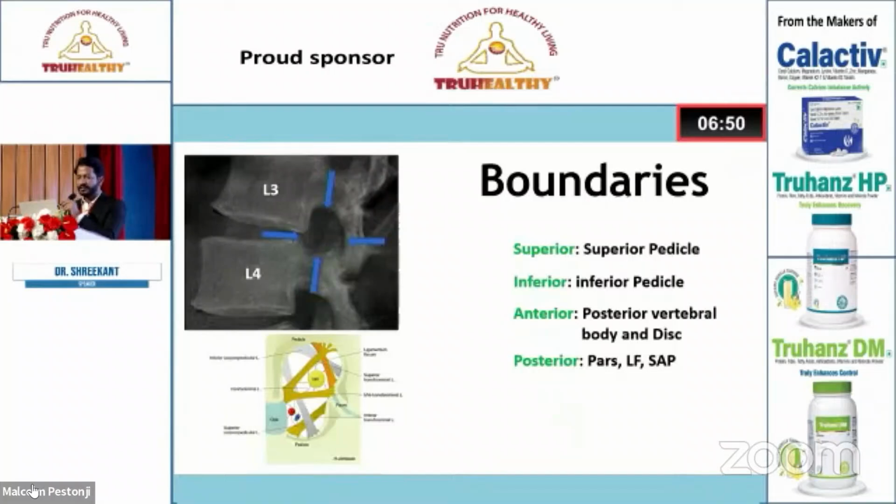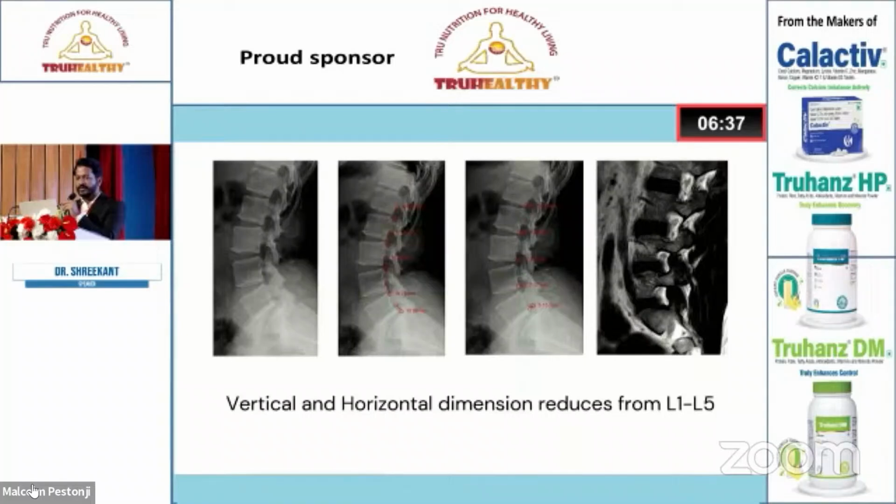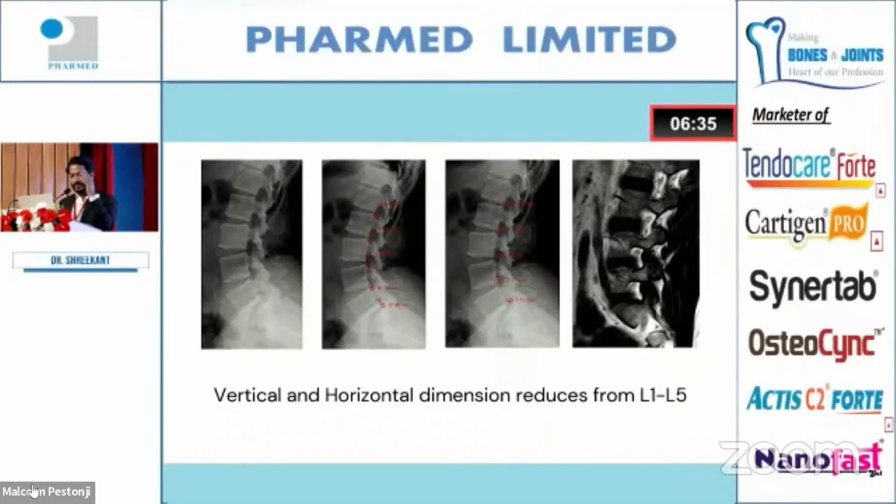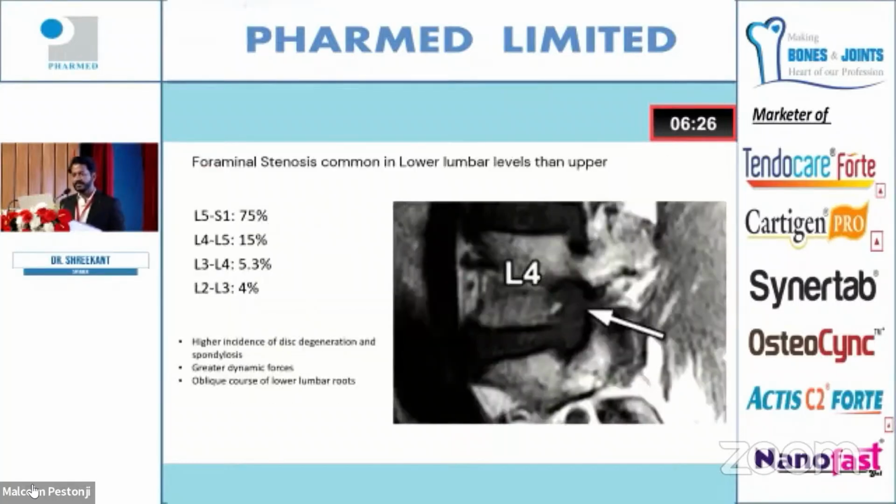As we all know, the foramen is bounded superiorly by the superior pedicle, inferiorly by the inferior pedicle, anteriorly by the vertebral bodies and disc, and posteriorly by the superior articular process, inferior articular process, and ligamentum flavum. As we go from the superior lumbar levels to the inferior levels, the lumbar foramen decreases in size, both horizontally as well as in vertical diameter. So foraminal stenosis is most common at the lower lumbar levels like L3-4, L4-5, and L5-S1. It is very uncommon at the upper levels.